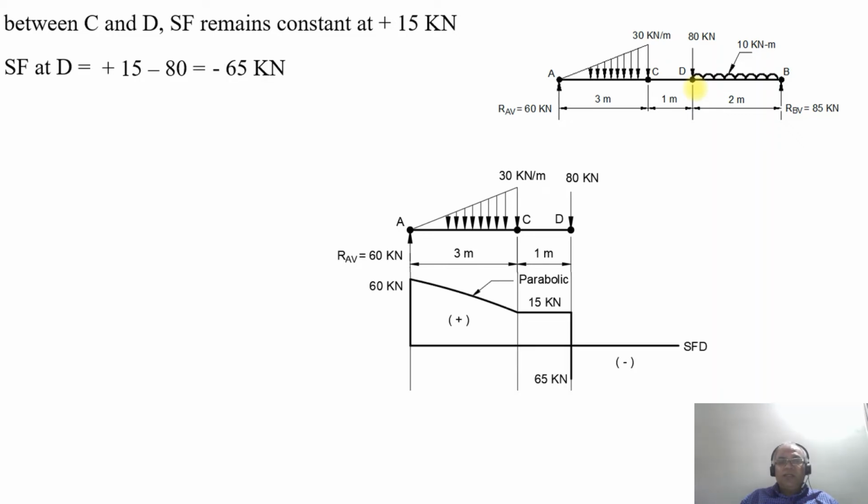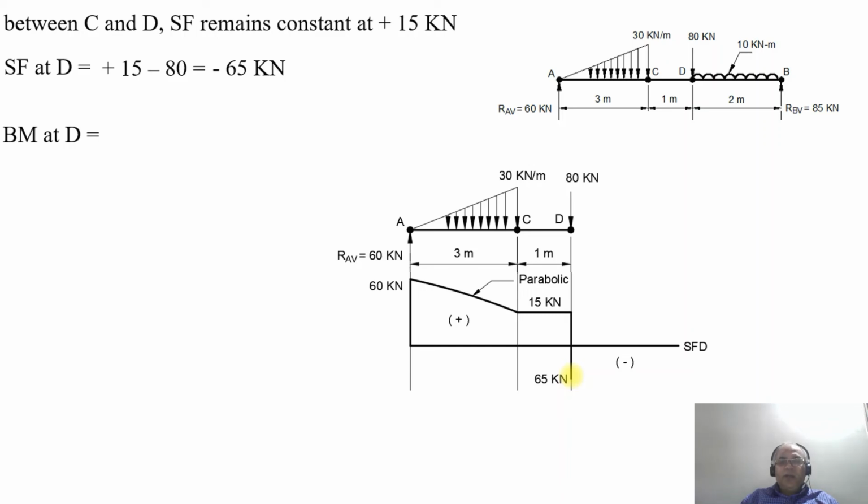So when you are plotting that, you come to 15 kilonewton. From 15, between C and D, it remains constant at 15 kilonewton. Since the point load which is acting downwards is 80, by convention it is negative. So plus 15 minus 80 gives you minus 65 kilonewton. So it drops from positive to negative 65 kilonewton. Now, what is going to be the bending moment at the point D?